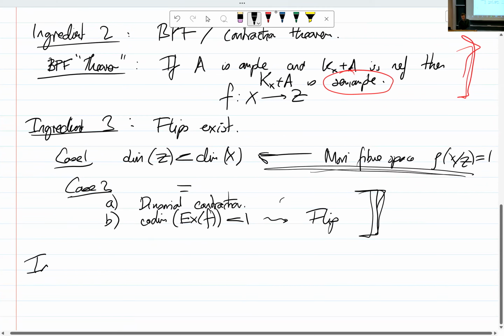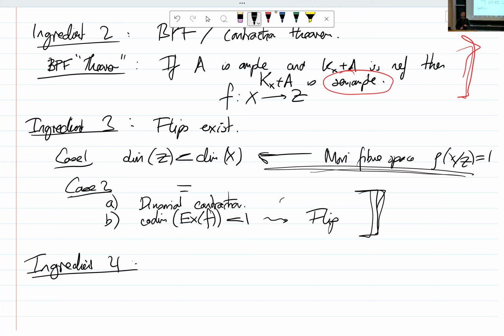But this brings me to ingredient 4, which is that you have to be able to stop the process. So there has to be some way to choose the extremal rays which ensures that some sequence of steps, in particular flips, because divisorial contractions terminate, not so hard, always terminates.